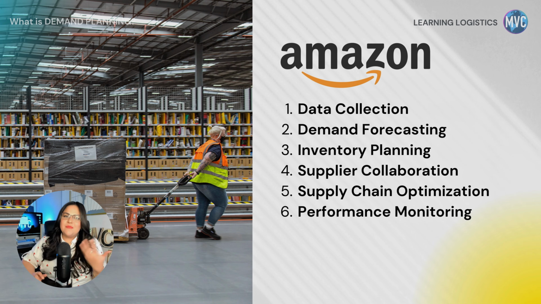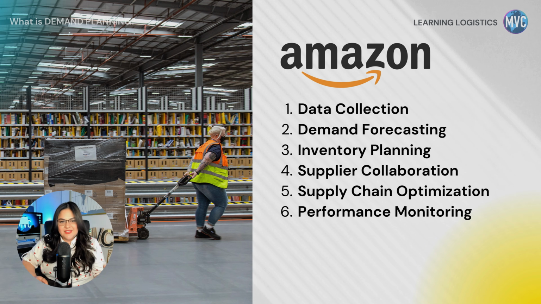And finally, we have performance monitoring. Amazon closely monitors the performance of its supply planning process to ensure that it's meeting its objectives. This involves tracking key performance metrics such as forecast accuracy, inventory turnover, and customer satisfaction. Amazon uses this information to identify areas for improvement and to make changes to the demand planning process as needed.